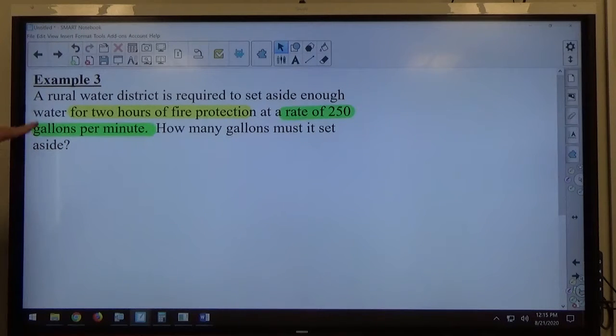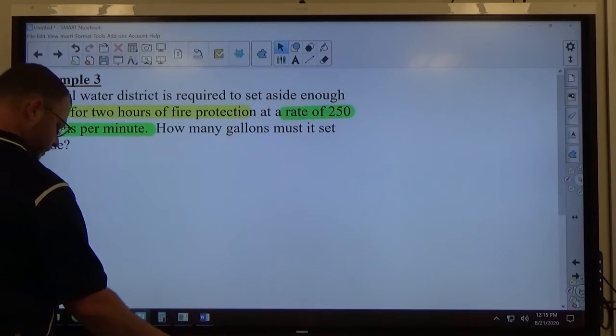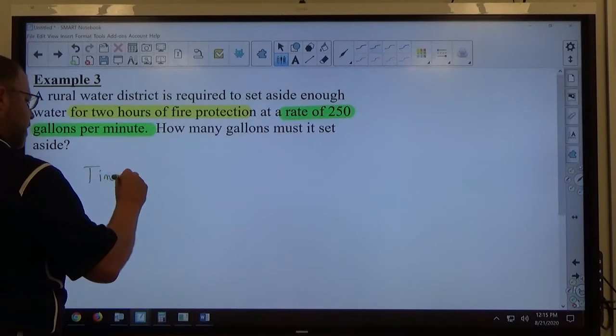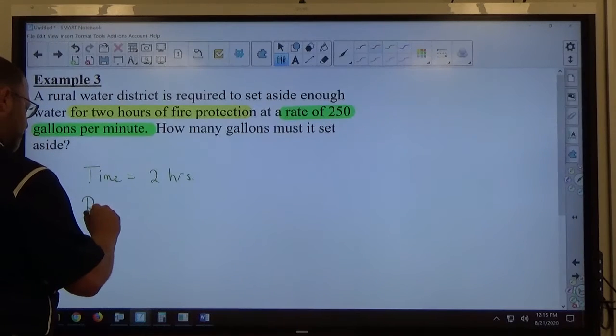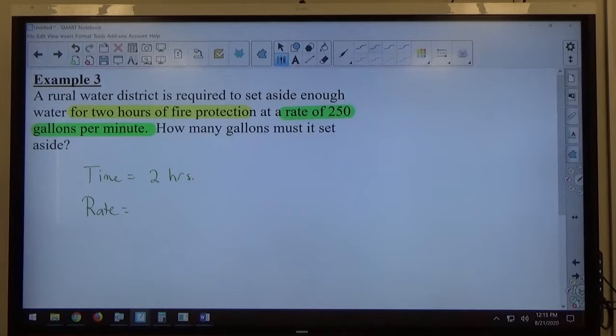So if we write down what I need, what I do know. I know the amount of time is equal to 2 hours. And I know the rate, I guess the rate the water comes out, is 250 gallons per minute.